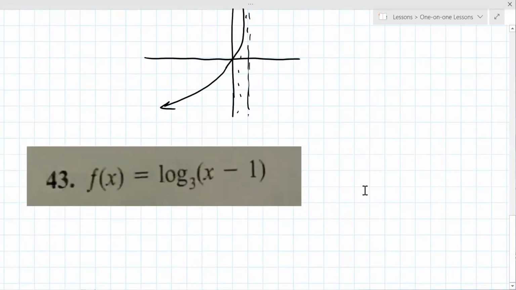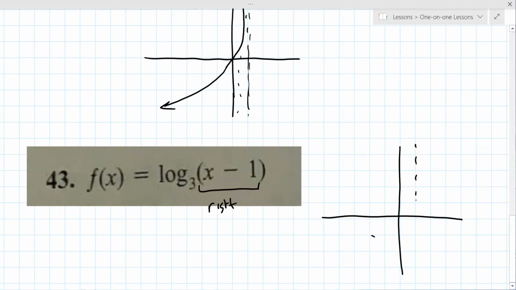All right, so this one is kind of a standard one to look at. I'm surprised it's here, because the other ones were more complicated. This right here is a shift right one. So this vertical asymptote is at x equals 1, and then it just comes up, looks like this, essentially. It's just moved to the right 1 unit.